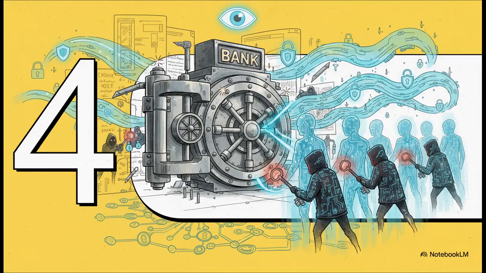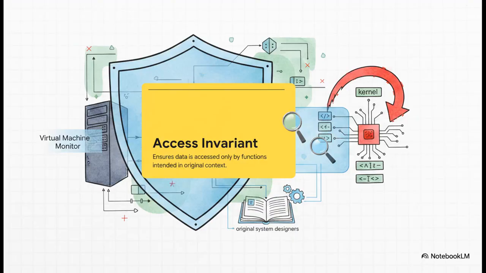Section 4. Virtual Machine Monitors Defend. So how exactly do the bank architects redesign the vaults to stop attackers who are already using the authorized keys?